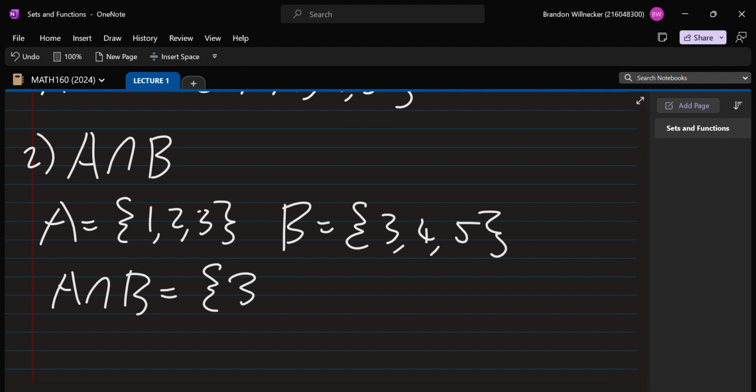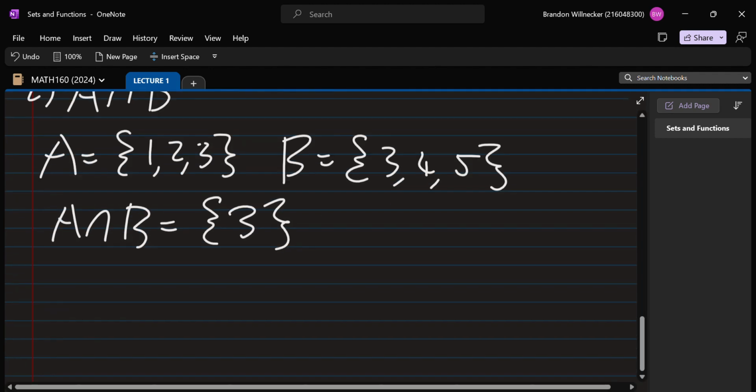Just another little bit of jargon or definition. If we have a set that contains only one element, we call that a singleton set. You might hear that come up in later lectures. If you hear singleton set, it means a set that only contains one element like that.